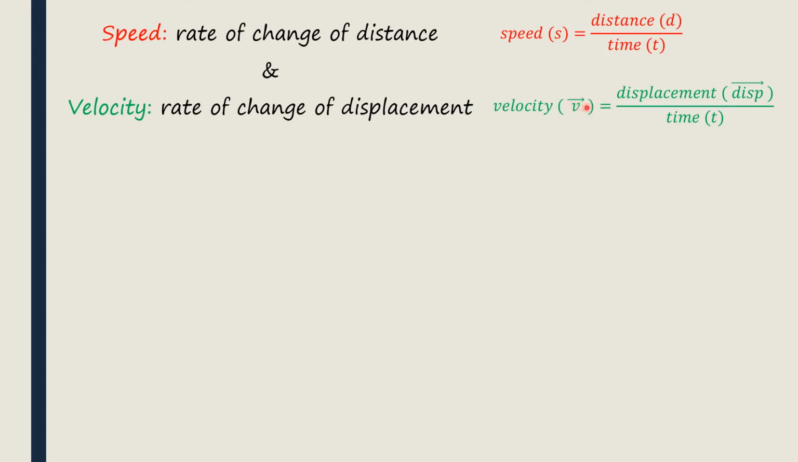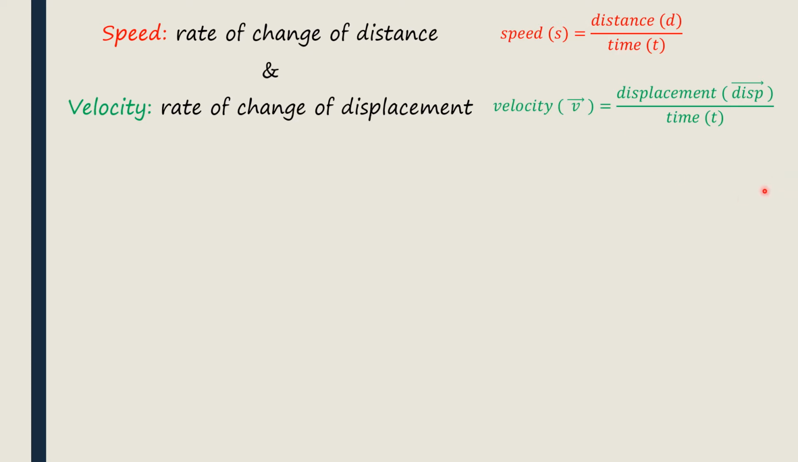And you can see this arrow mark on top of v and displacement. That is a representation of a vector quantity. Whenever something is a vector, we put an arrow on top of the letter like this. Okay, so that represents that it is a vector quantity and it has a direction. Velocity is equal to displacement per unit time. Velocity is a vector quantity and also displacement is a vector quantity.